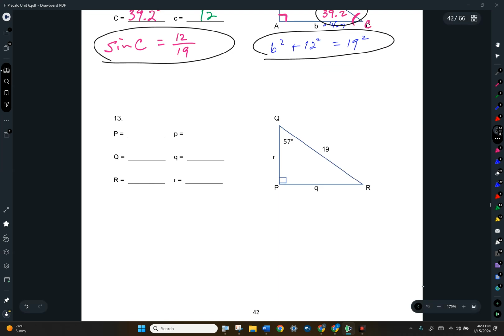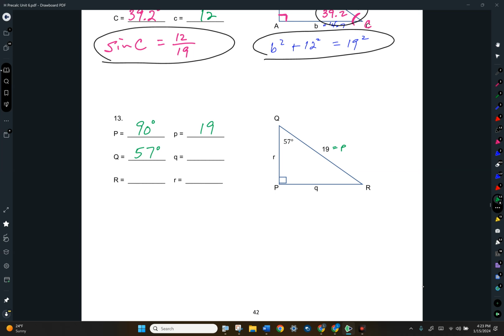Okay, so let's look down here at number 13. So let's fill in everything we know. I know angle Q is 57 degrees. Angle P is the 90 degrees. Side P is 19. And I think that's all we know, right?